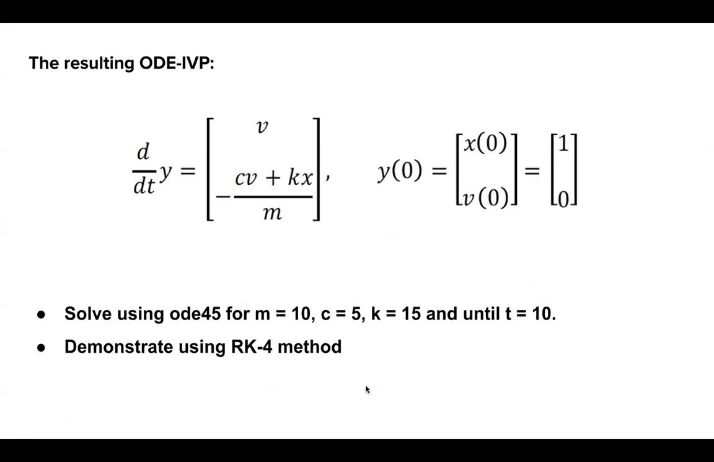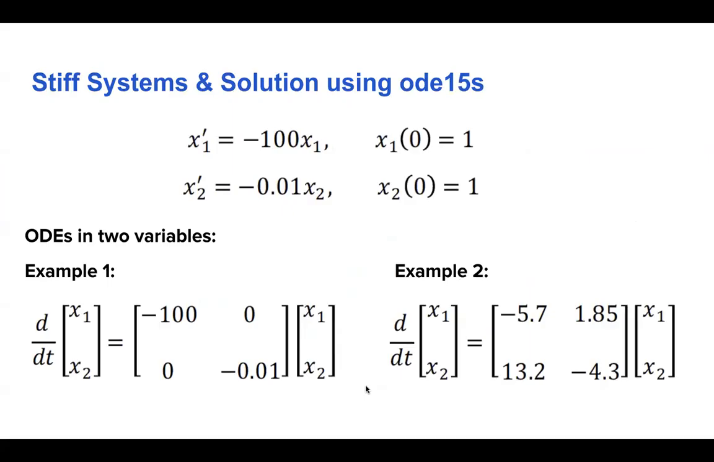So the next discussion is about stiff systems and non-stiff systems. So stiff systems is, if you take, we have two equations, okay? We have dx1 by dt, so we have two variables. Earlier it was x and v. Here the two variables are x1 and x2.